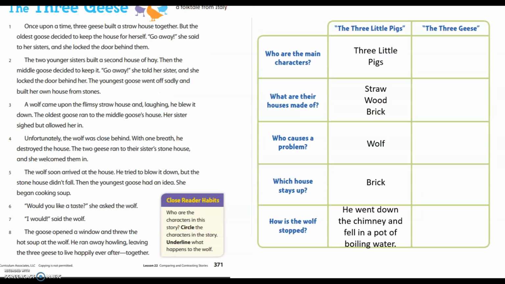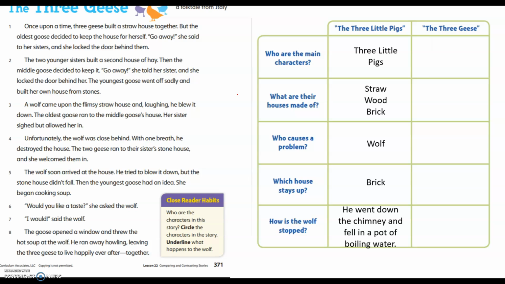Then I asked you to read The Three Geese on your own, and I asked you to draw this graphic organizer in your notebook, and I asked you to identify these specific things for the three geese. So pull out your notebook right now, and let's go over the answers that you came up with.